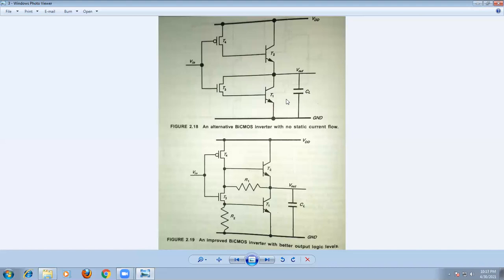Another condition in this circuit is that we are going to eliminate it when logic 1 is applied. In the previous case, what happened? There is some amount of current flow from the VDD line to the VSS line, but this can be eliminated by connecting this terminal to the output.